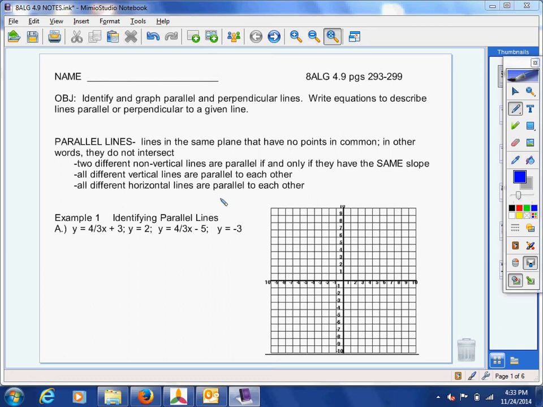8th graders, it's Mrs. Thompson. We're going to get into section 4.9 today, and we're just going to focus on example 1, identifying parallel lines. That's our goal for today.